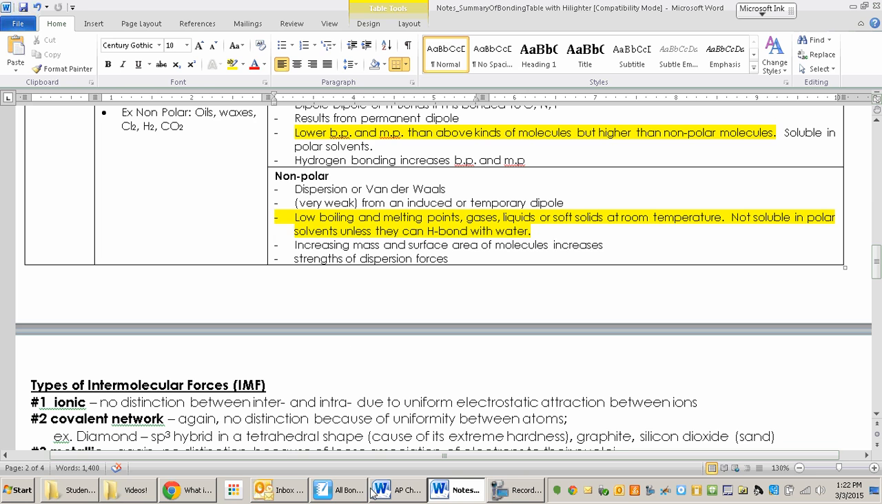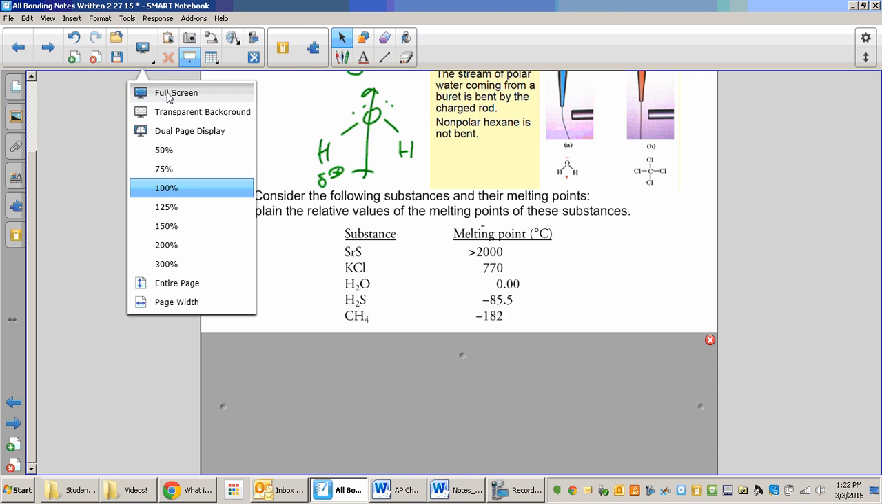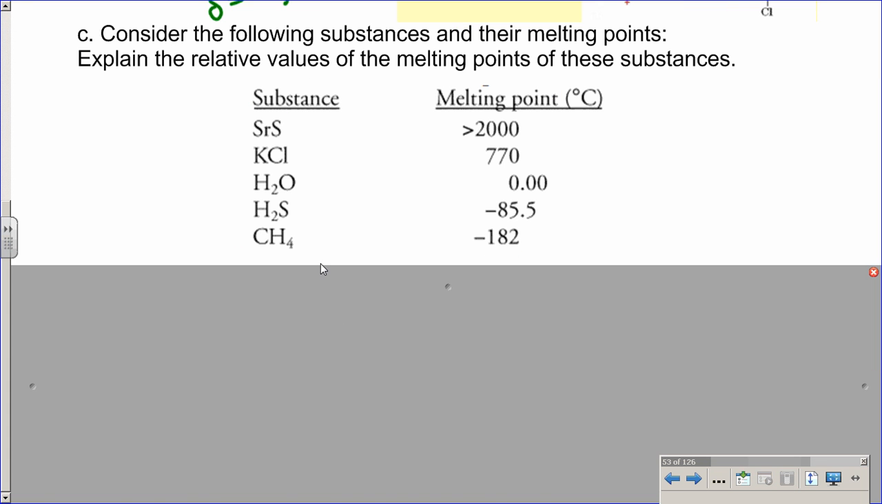Now, melting points. I know I'm everywhere today. Consider the following substances and their melting points, and explain the relative values of the melting points of these substances. Which one's the highest? Strontium sulfide? Why?